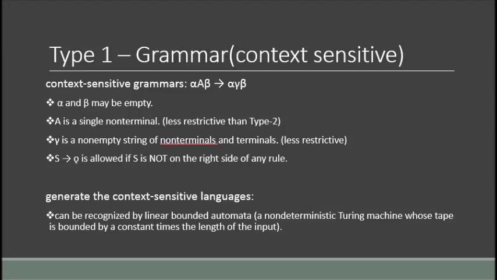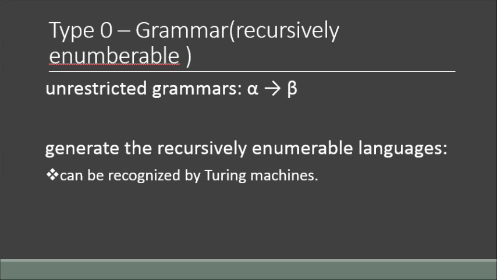Type 1 grammar is also known as context-sensitive grammar. The rules for this are as follows. Alpha and beta may be empty. A is a single non-terminal and gamma is a non-empty string of non-terminals and terminals. Type 0 grammar is recursively enumerable. It is an unrestricted grammar, that is, alpha gives beta. This can be recognized by any Turing machine.